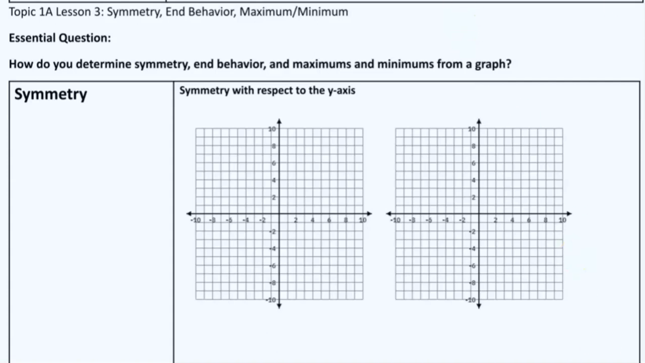This is Mr. Campbell. This is topic 1A, lesson 3, symmetry in behavior, maximum and minimum. First is symmetry with respect to the y-axis.